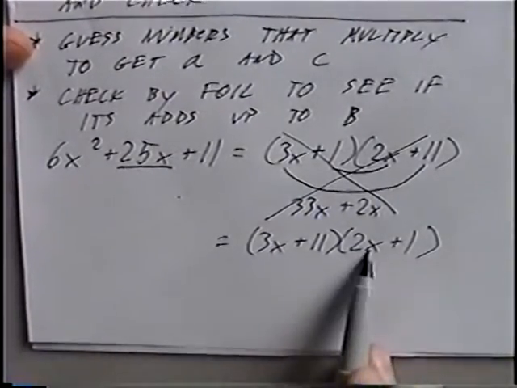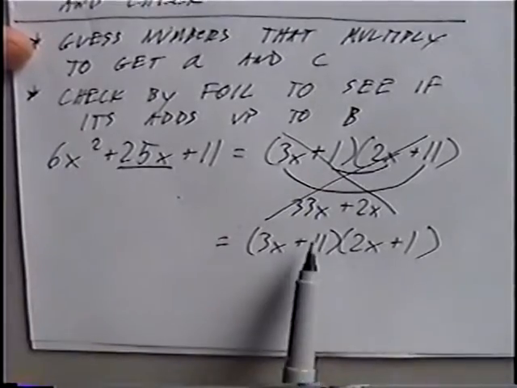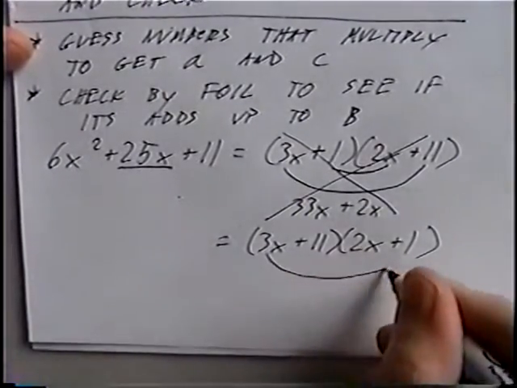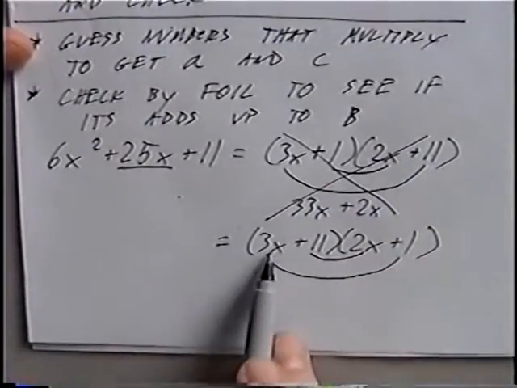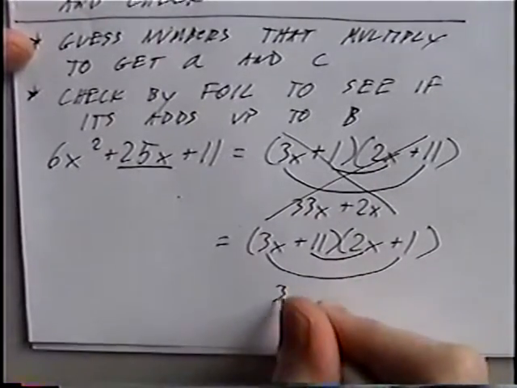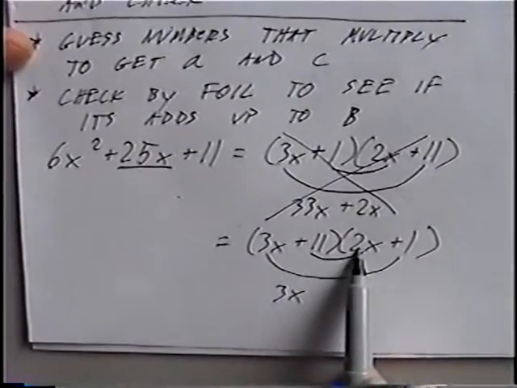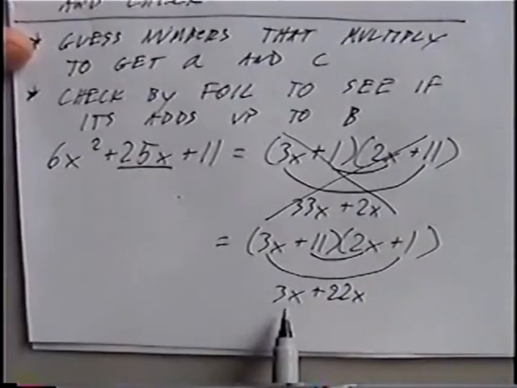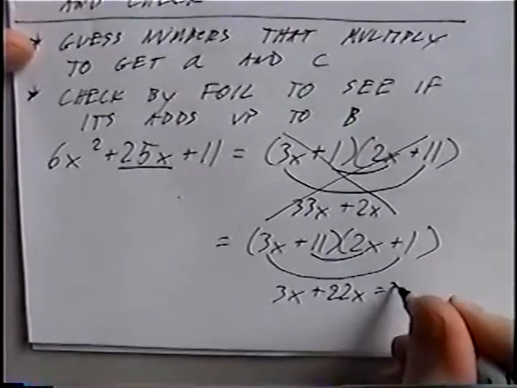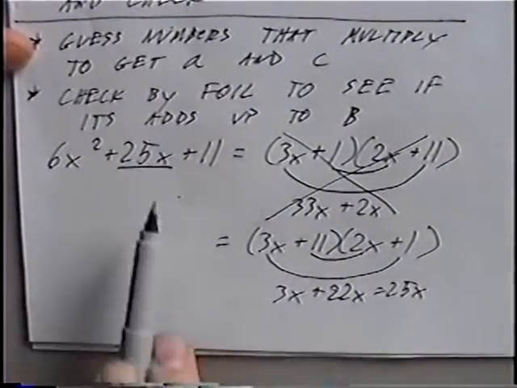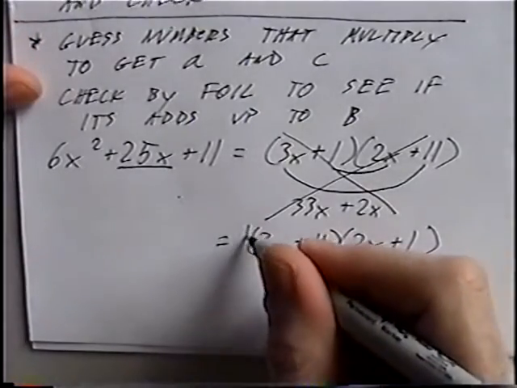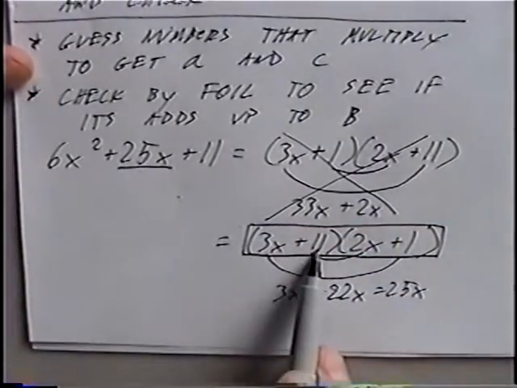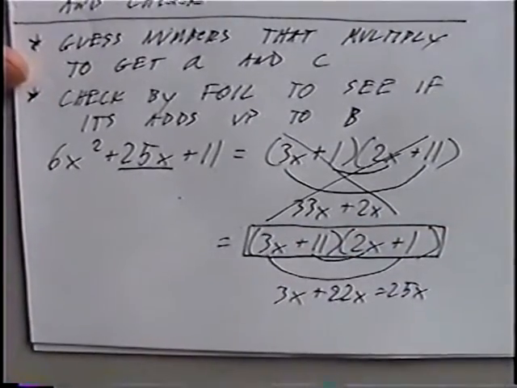We still have 3x times 2x is 6x squared. 11 times 1 would still be 11. If we do the outside terms and the inside terms, 3x times 1 would be 3x. 11 times 2x would be 22x. And if you do 3x plus 2x, that adds to 25x, which is the correct answer we're looking for, which means our final answer, guess and check, is correct. Would be 3x plus 11 and 2x plus 1.